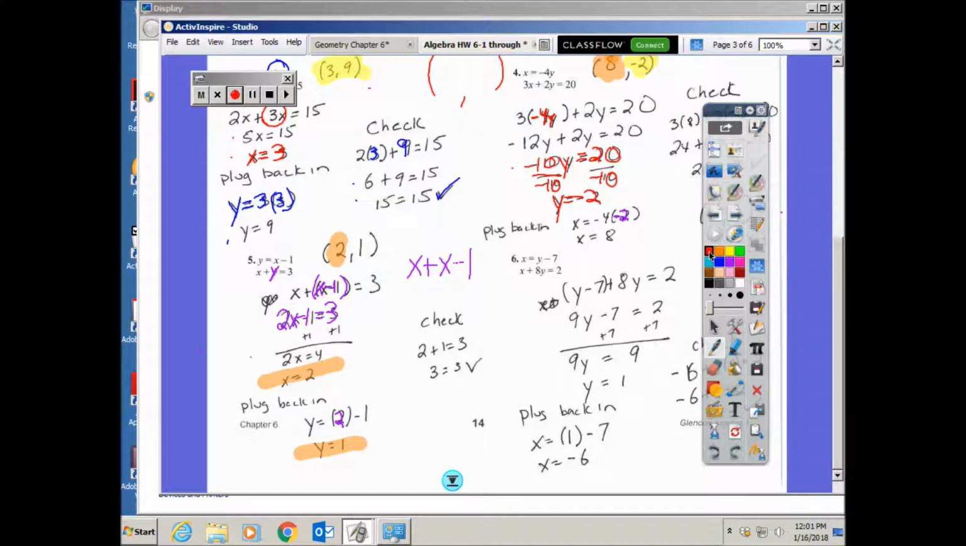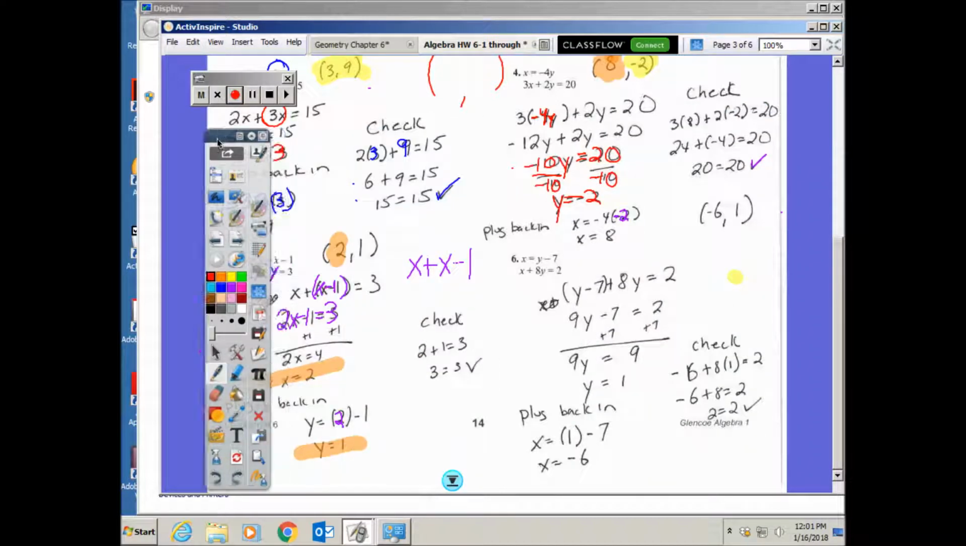So, last problem where we have a variable isolated. X equals y minus 7. So this is equal to x. So in the second equation, I'm going to take out the x, and I'm going to substitute in y minus 7. That's my substitution. Start to get why it's called solving by substitution.